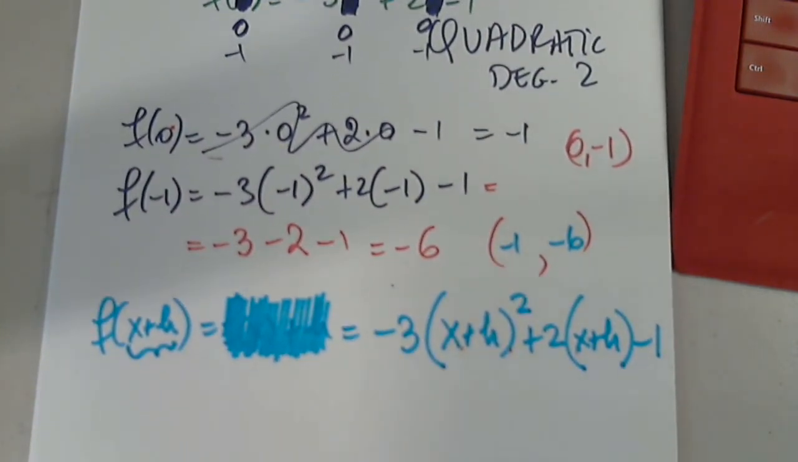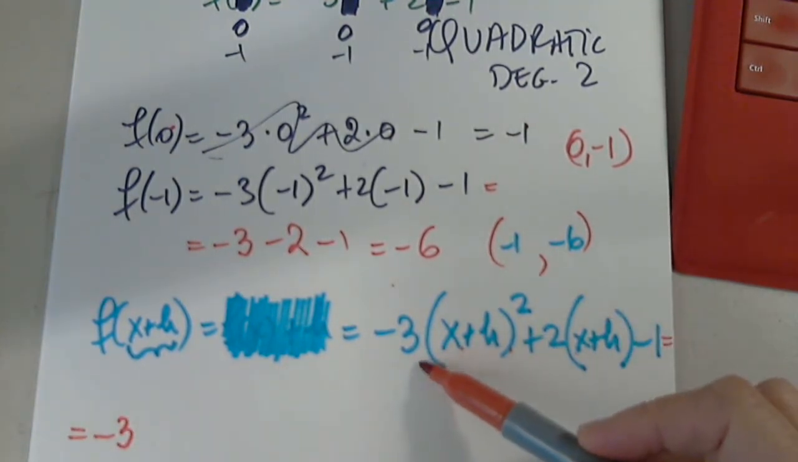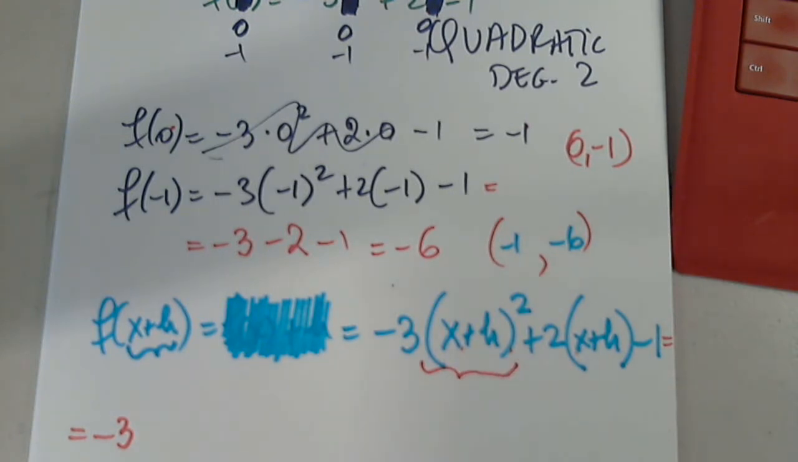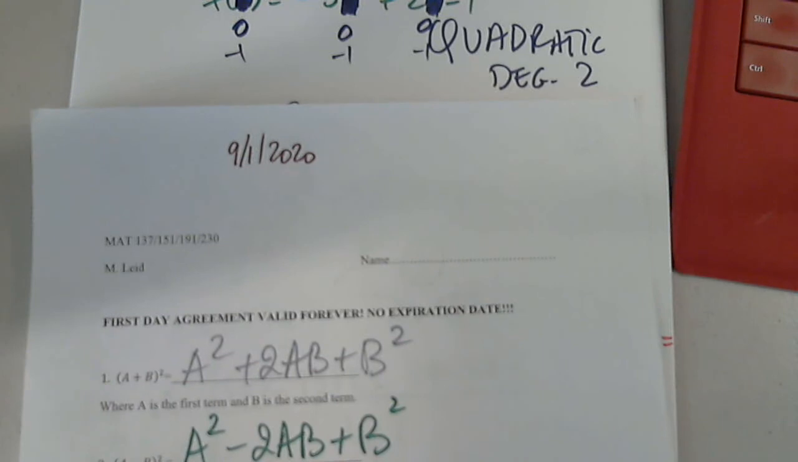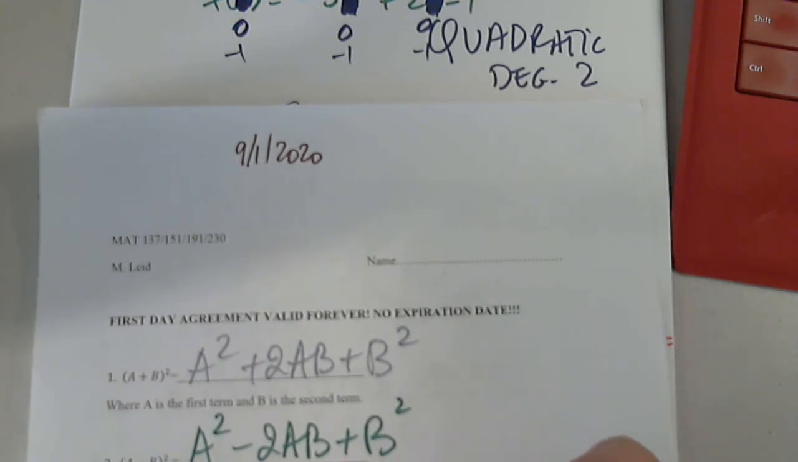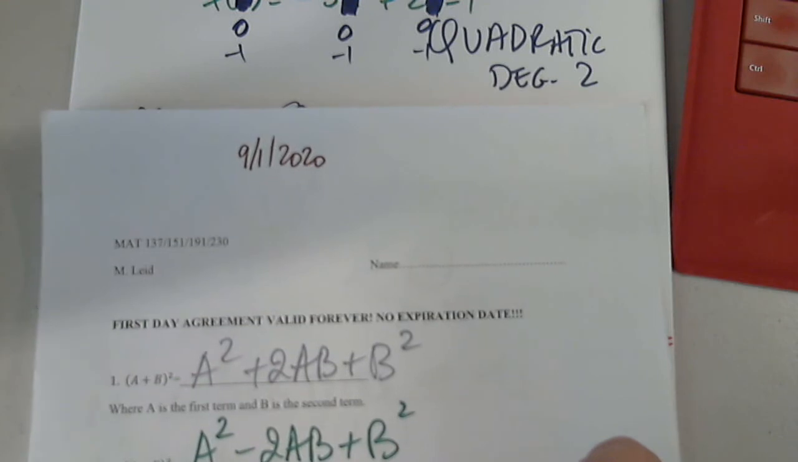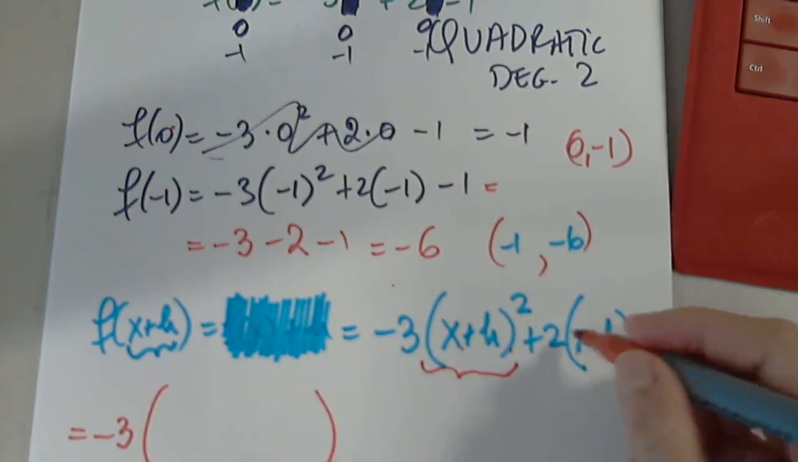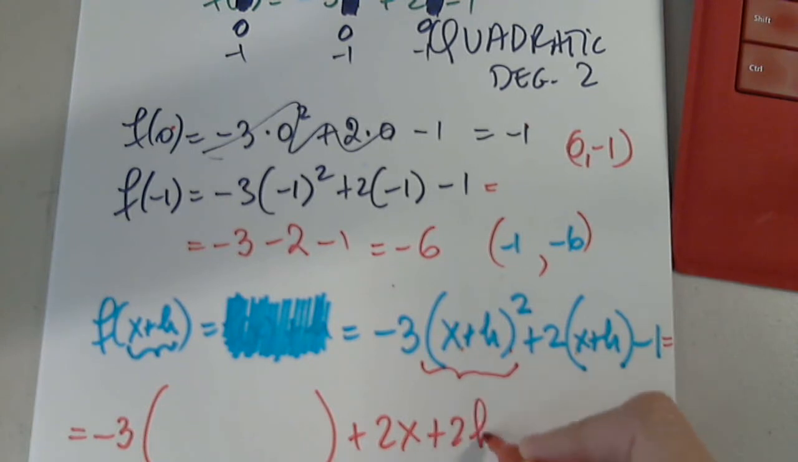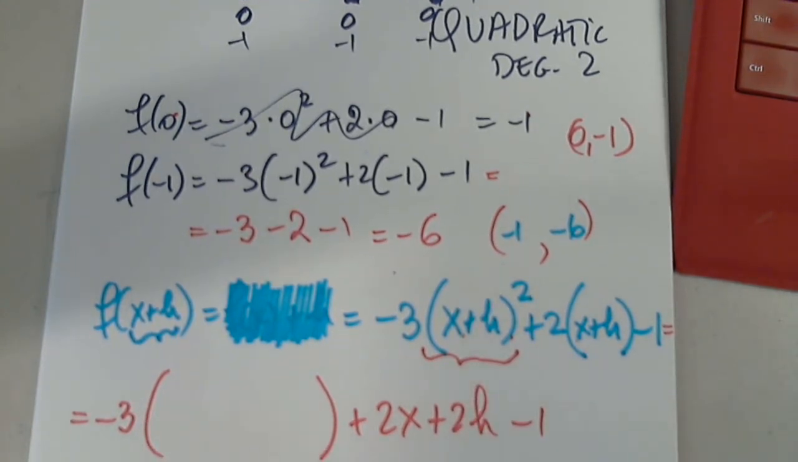But now I need to simplify this. I copy negative 3, and what does this equal to? And make me very proud, and be careful what you say. How many terms will you give me? 3. Please. Thank you. Good. So please give me 3 terms, and they have to be in parentheses. Then the rest is nice. I have 2x plus 2h minus 1. But I need 3 terms here.